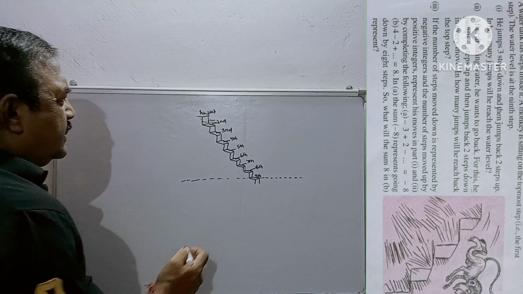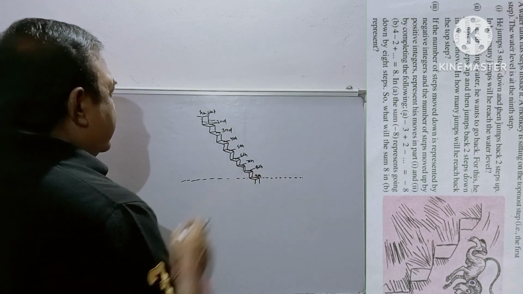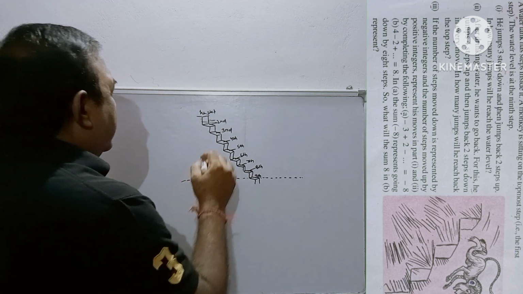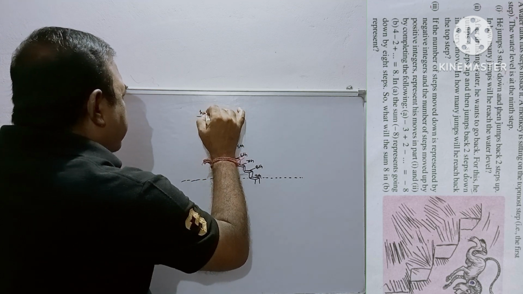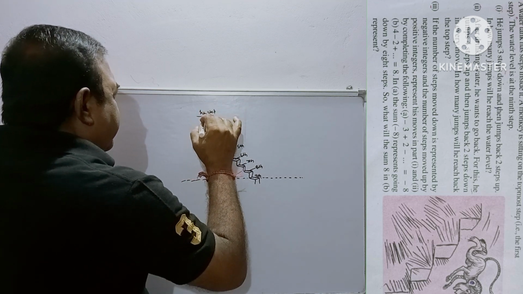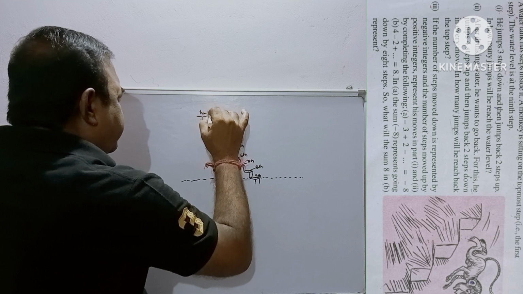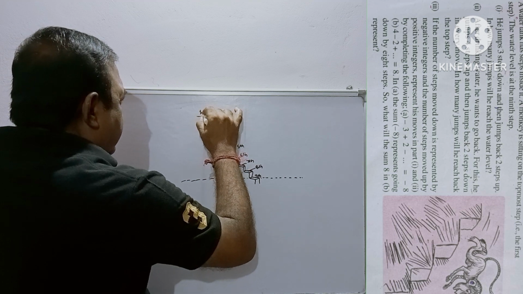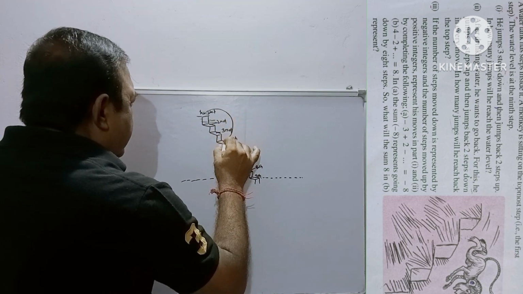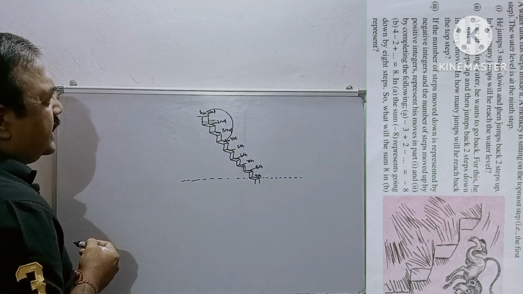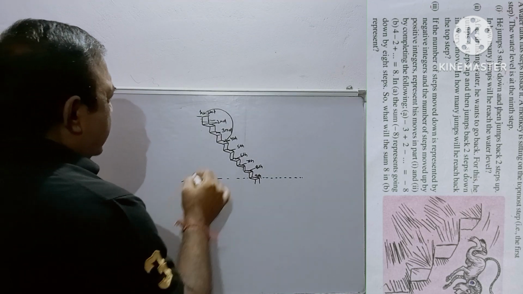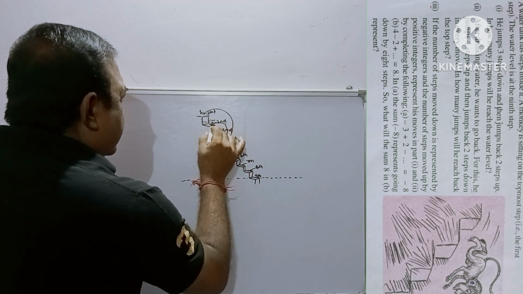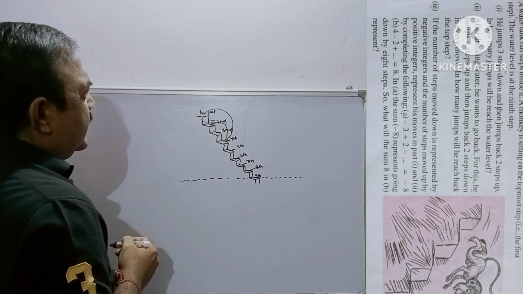Here you see, the ninth step, the water level is here. And first what we have to do, you see, when the monkey jumps from first step, okay, he jumps 3 steps, yes or no? So you see, when he will reach 4th step, yes or no? Then he jumps back to 2nd step, yes or no?